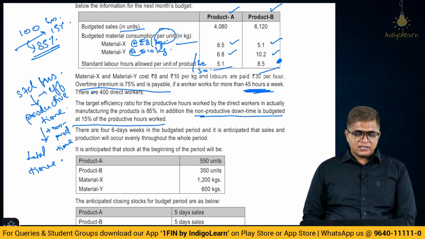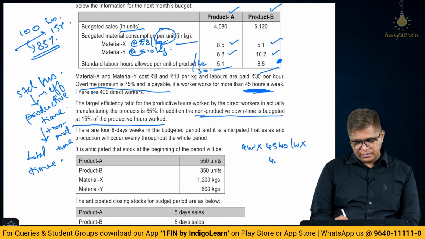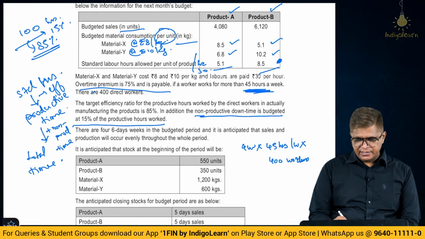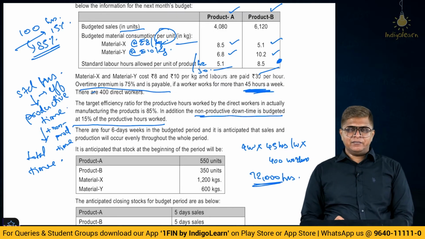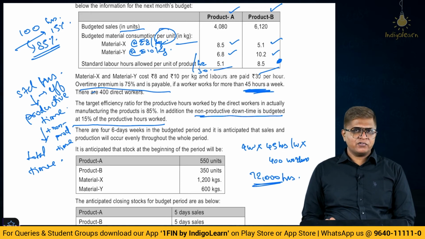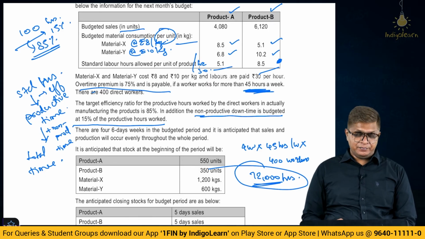There are 4 six-day weeks in the budgeted period. So in short, 4 weeks into 45 hours per week into 400 workers. If we do 4 into 45 into 400, we get 72,000 hours of available time. This we will have to compare with how much is required for the manufacturing of product A and product B for the budgeted time. If it is in excess of the 72,000 hours, we will have to pay the overtime premium.